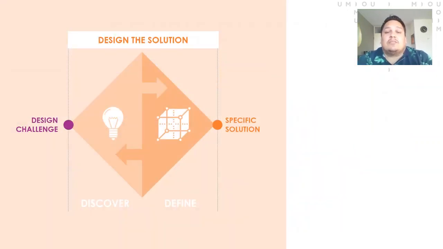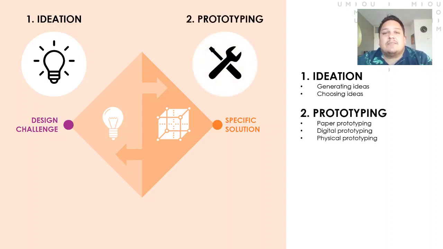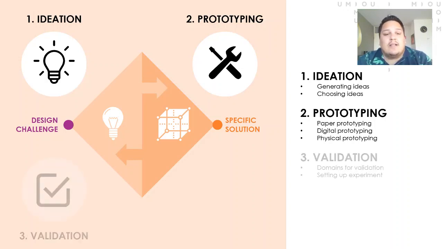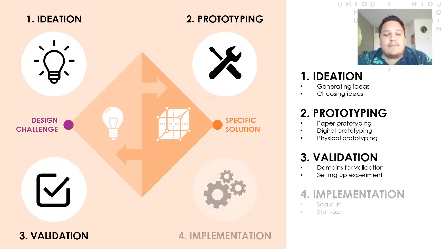So designing the solution is all about moving from a specific design challenge to a specific solution. And there are basically four things that we're going to address in this session. The first aspect is ideation. Ideation is on one hand about generating ideas and on the other aspect about choosing ideas, but we go into that in a little more detail later. The second aspect is prototyping, the different ways to prototype, and I'm going to give you some examples on that as well. Then we have validation, what can you validate, but also how can you validate. And the fourth one is implementation, scale in and startup.